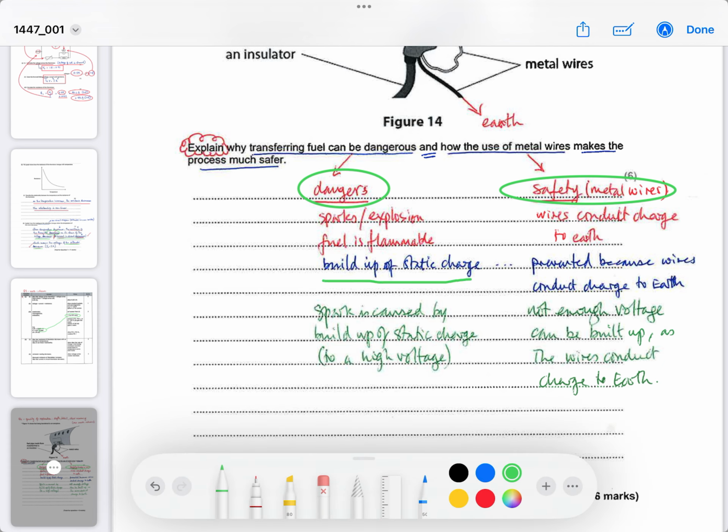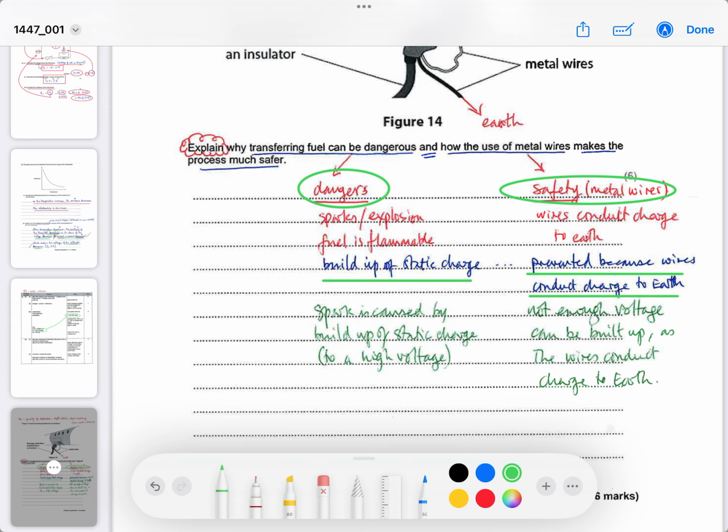Yeah, and this happens on insulators. So the build-up of static charge can only happen on insulators, because if it's a conductor, it will conduct the charge away, so there won't be a build-up. So it says it's prevented because metal wires will conduct the charge to earth.